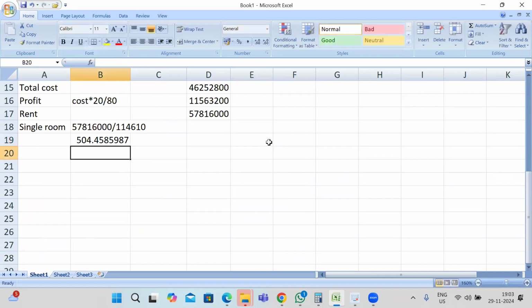So single room rent per day is 504.45 or 504. So whatever way you can have it, I'm taking it as 504. So this is the rent for single rooms.